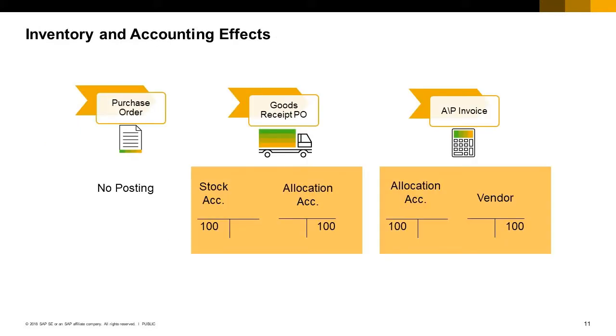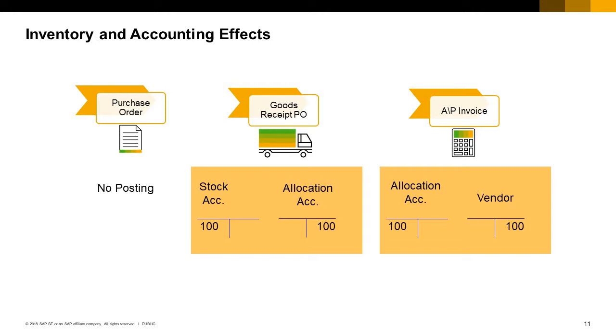Now let us take a look at the procurement process and its effect on inventory and accounting. When a purchase order is created, there are no postings in inventory and accounting. The first posting will be made when a goods receipt PO is entered. The GRPO creates a journal entry that posts the value of the received goods to the debit side of the stock account and to the credit side of an allocation cost account. The stock account and the allocation cost account are retrieved from the inventory account field and the allocation account field on the inventory data tab of the item master record.